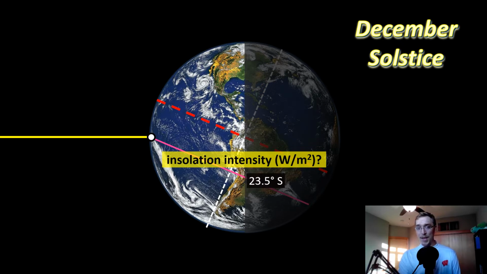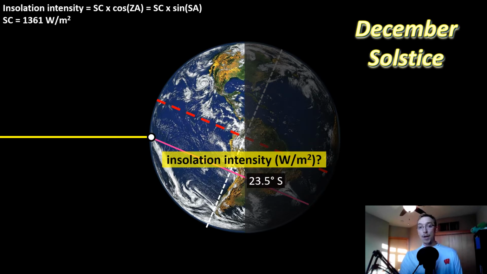So what's the insolation intensity at this point in watts per meter squared? We have to think back a little bit to our previous lecture where we knew that insolation intensity is equal to the solar constant, which is 1,361 watts per meter squared, times the cosine of the zenith angle, or the cosine of the solar angle. Go back and review those topics if you need to refresh yourself on what the zenith and solar angles are. But we know that when the sun's rays are coming in at a 90-degree angle, we are at 1,361 watts per meter squared. We're at our solar constant, right?